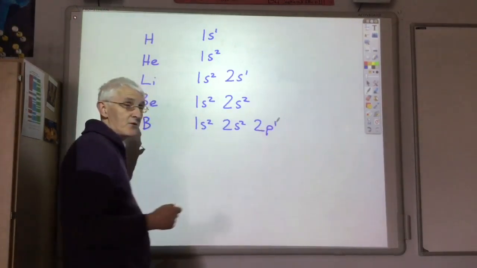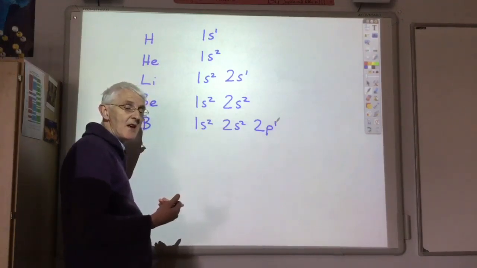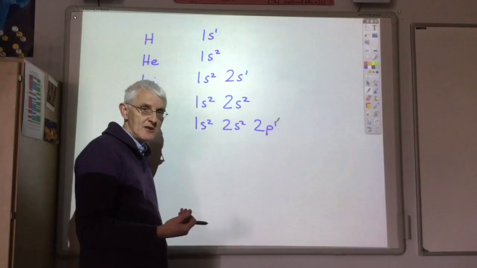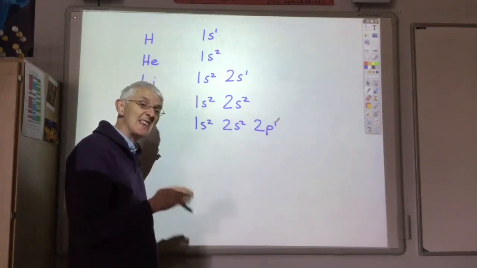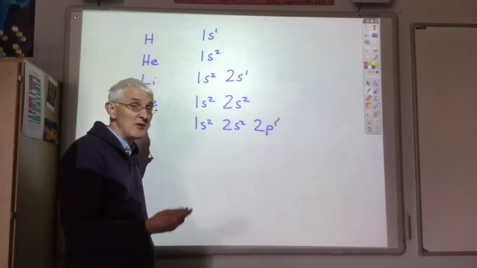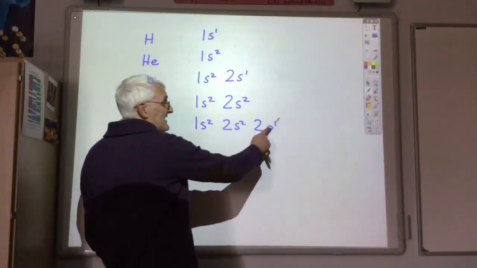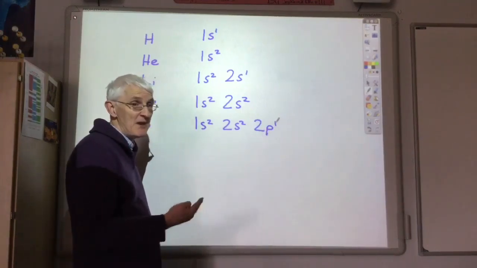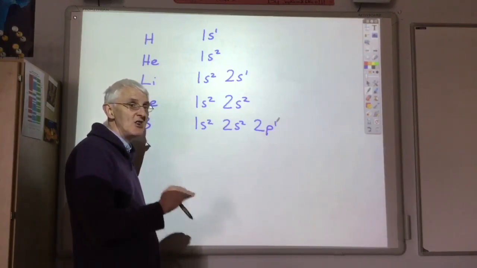Now the p orbitals, there's 3 orbitals, px, py, pz, but they call them degenerate orbitals, meaning that all 3 p orbitals are at the exact same energy level. So that 1 electron is as likely going to the px as the py or the pz. We can't actually say which one it's in. It could be the px, py, pz, because they're all at the same energy level. They're degenerate.